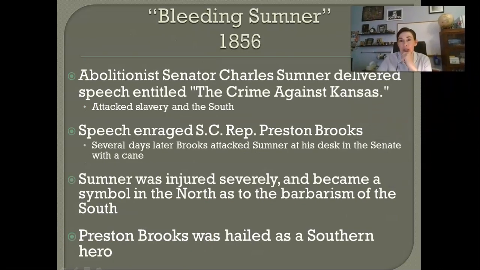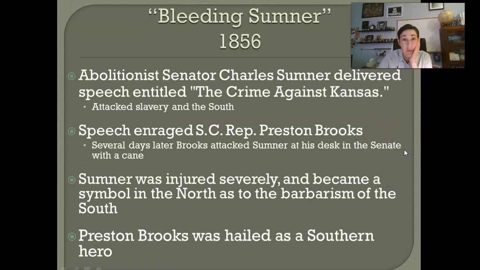Oh, Bleeding Sumner, this was fun. So if you think Congress is ridiculous now, well, they actually beat the crap out of each other on the congressional floor. Abolitionist Charles Sumner delivered a speech entitled The Crime Against Kansas. He attacked slavery and the South. South Carolina Rep. Preston Brooks was so ticked off by this that he attacked him at his desk on the Senate floor with a cane. He just beat him within an inch of his life on the Senate floor.